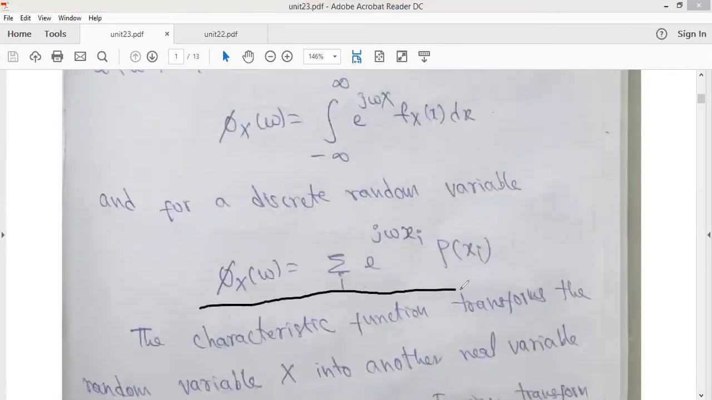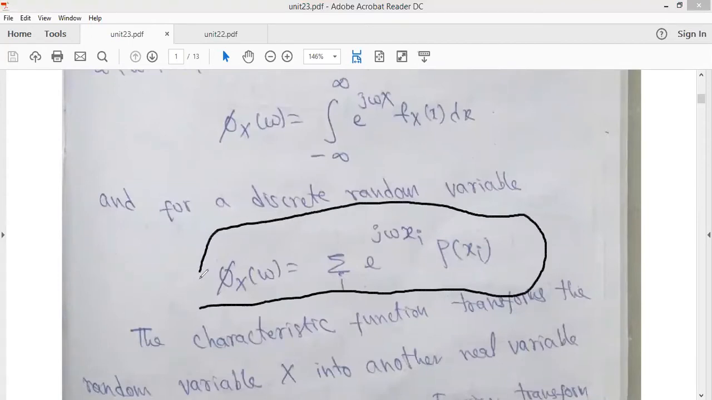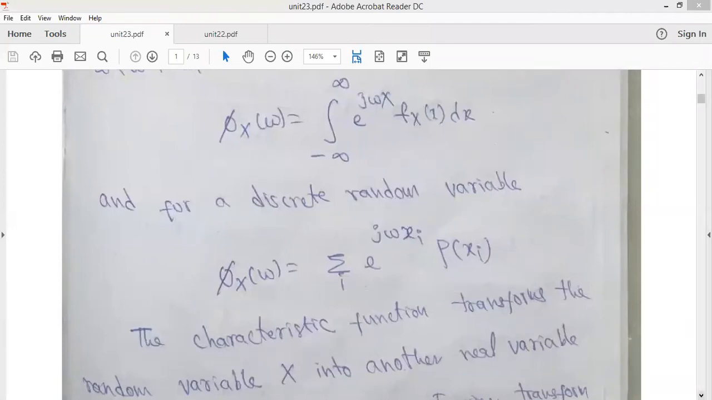In the case of a discrete random variable, the characteristic function is denoted like this: phi x of omega is equal to summation over i of e power j omega xi p of xi, where xi is the discrete value. For a discrete random variable, x will have discrete values, x1, x2, and so on. That is why the characteristic function is denoted as summation over i of e power j omega xi p of xi. That is the characteristic equation for a discrete random variable.